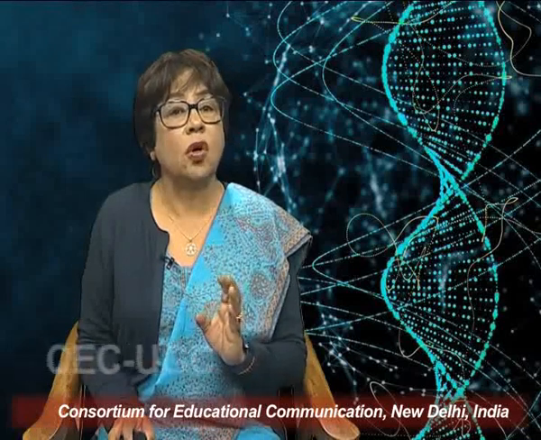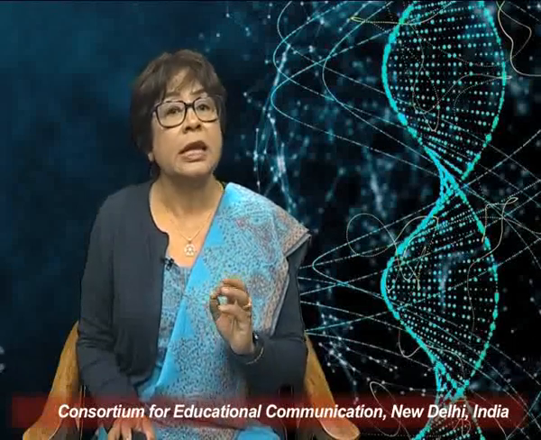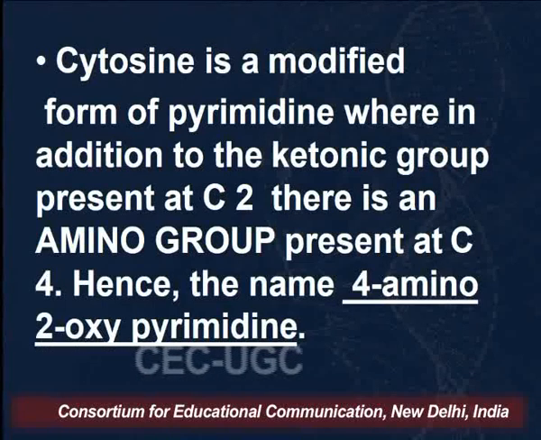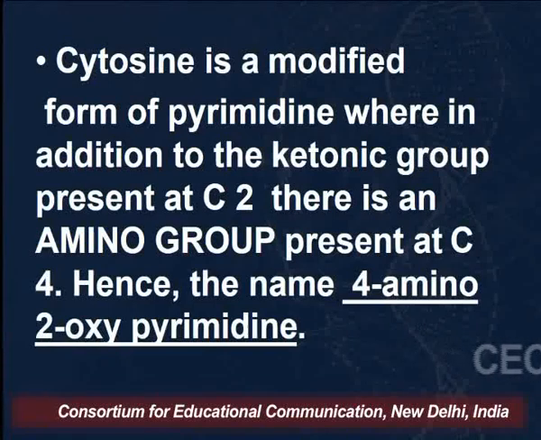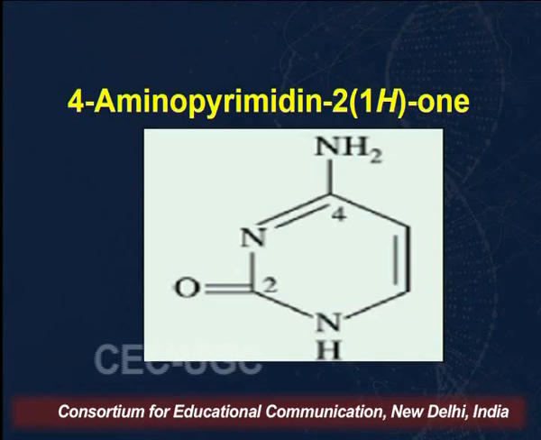So when we talk of cytosine, what do we find? That cytosine is a modified form of pyrimidine, where in addition to the ketonic group present at C2, there is an amino group present at C4. Hence we name it as 4-amino 2-oxypyrimidine. So if you look at the structure of the molecule, what do we find?